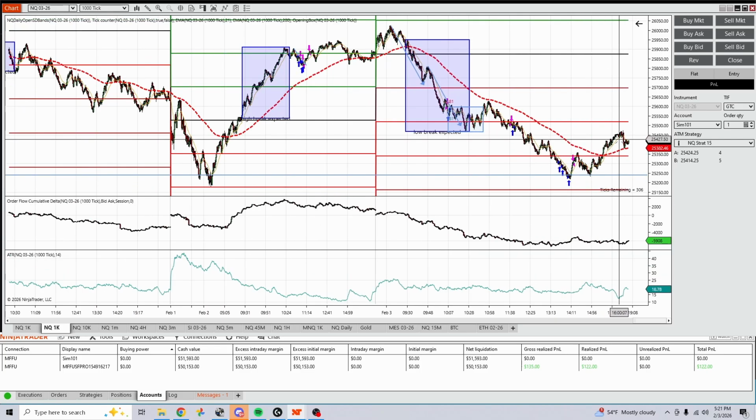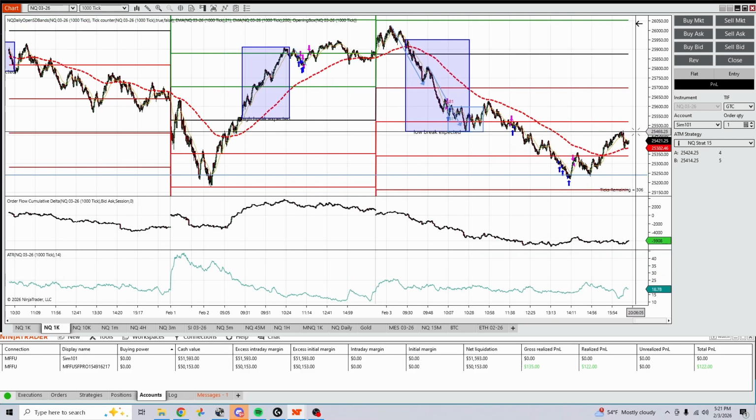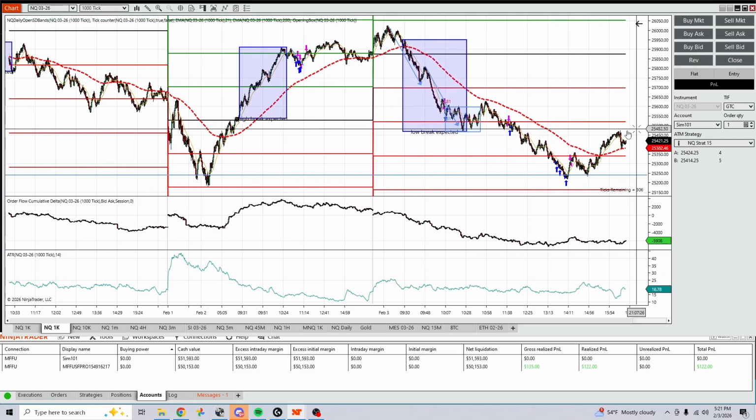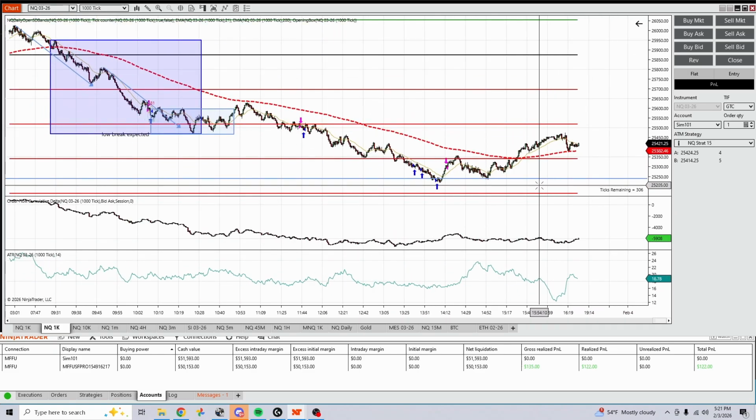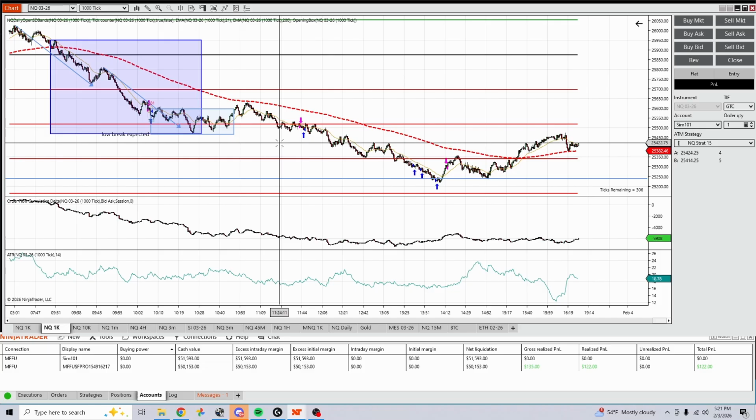I can't really tell where we're gonna go tomorrow. I could see us definitely just dumping it in tomorrow. I don't know if there are any big tech earnings today or anything, but yeah, that was my chart review.